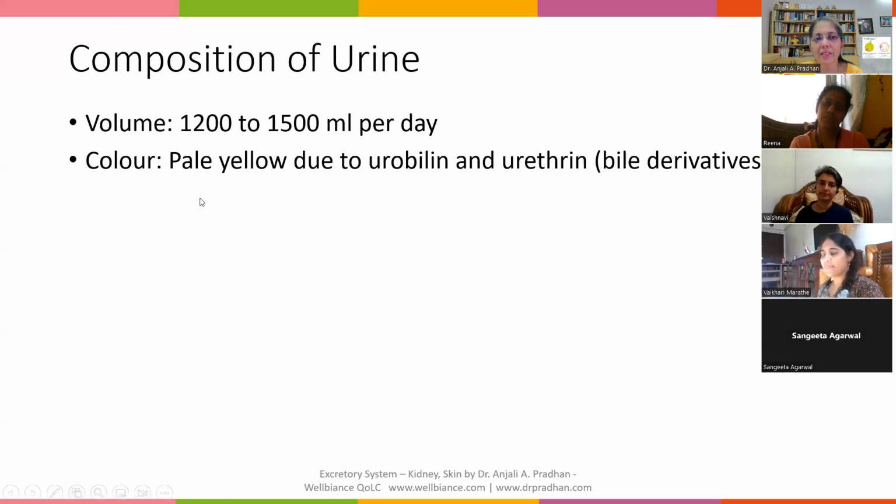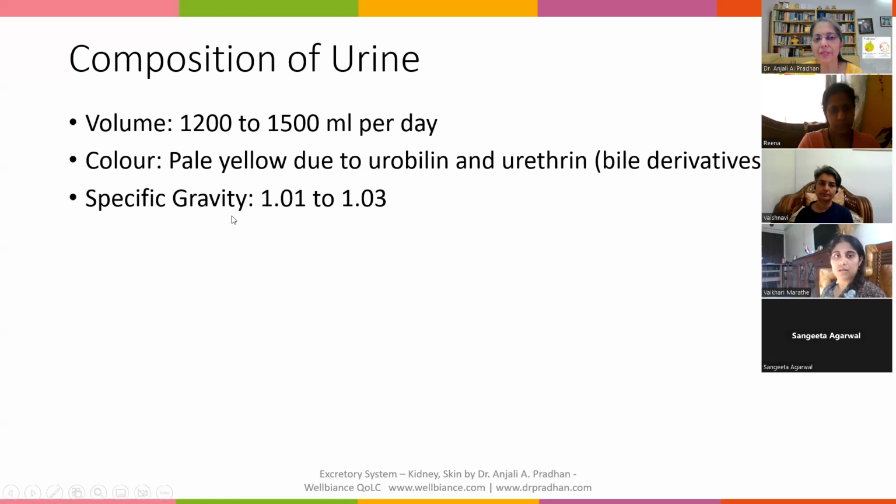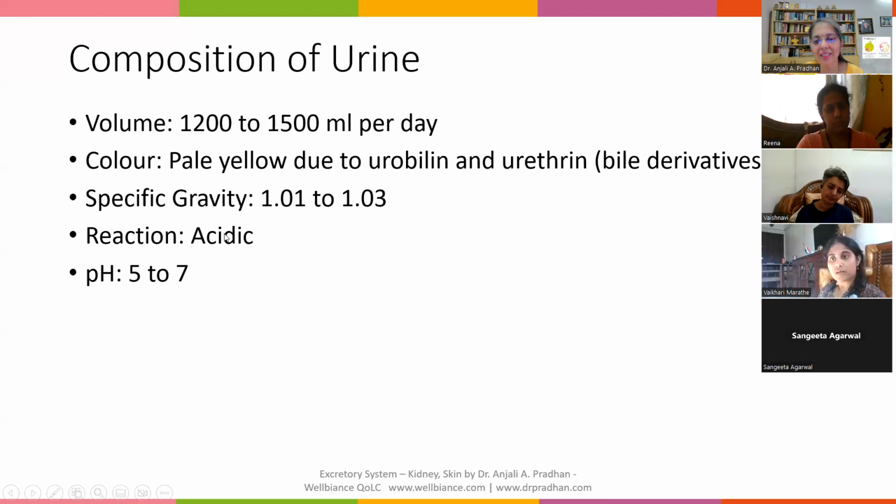Color is generally pale yellow due to urobilin and urethrin. These are the bile derivatives. Like the color of the stool is due to the derivatives of the bile pigment. So these bile derivatives give color to the urine. Specific gravity is 1.01 to 1.03. Then reaction is generally acidic. क्यों acidic है? Hydrogen ions H+ जो देखा ना हम लोगों ने, those are secreted. So generally it is acidic.